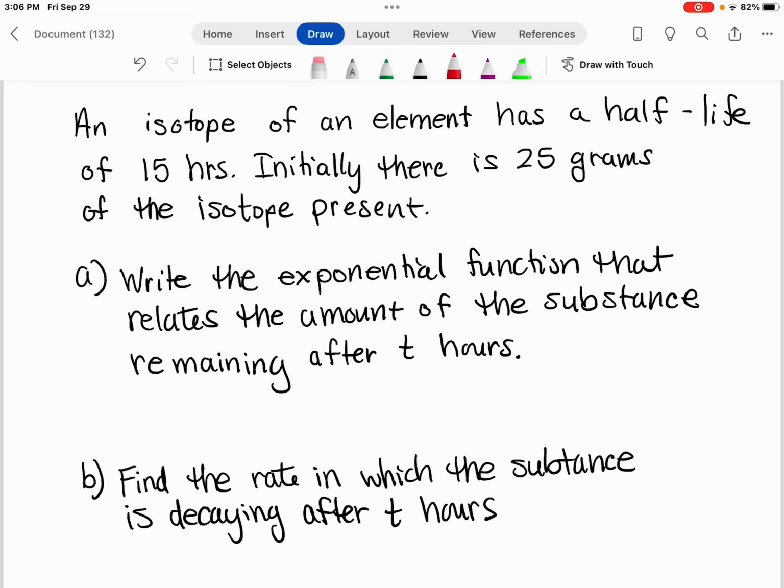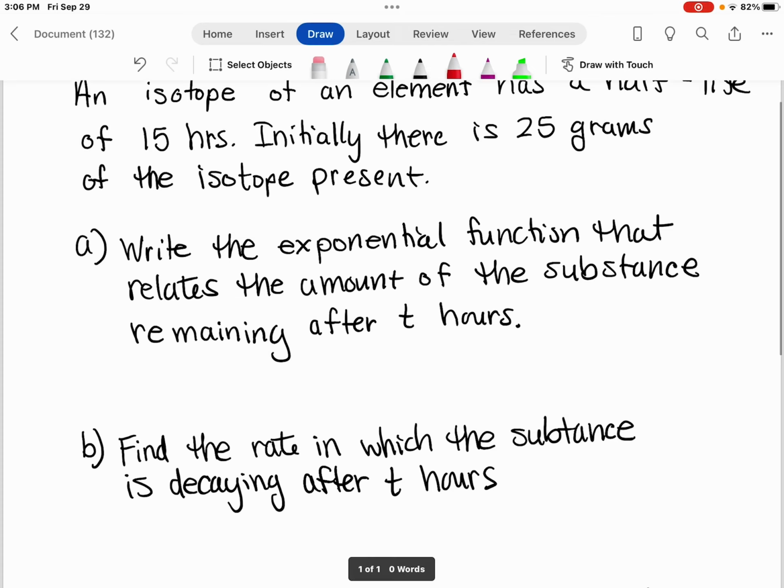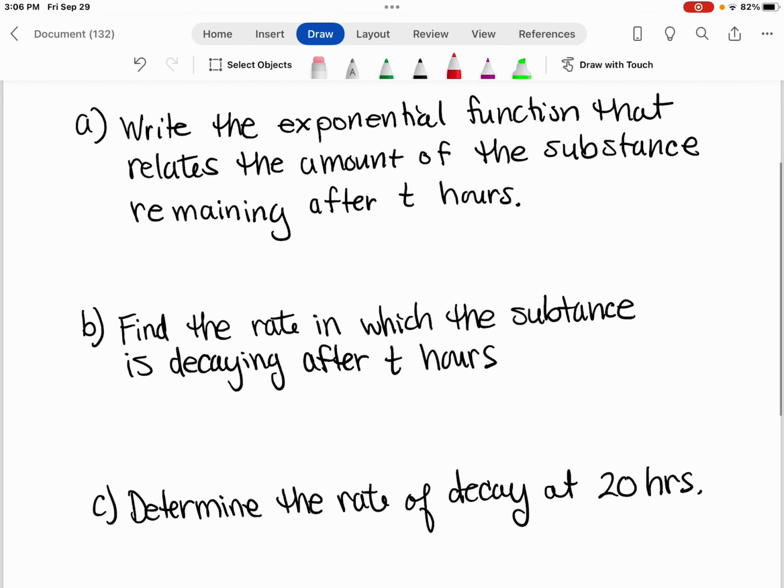An isotope of an element has a half-life of 15 hours. Initially, there is 25 grams of the isotope present. Part A says, write the exponential function that relates the amount of substance remaining after T hours.